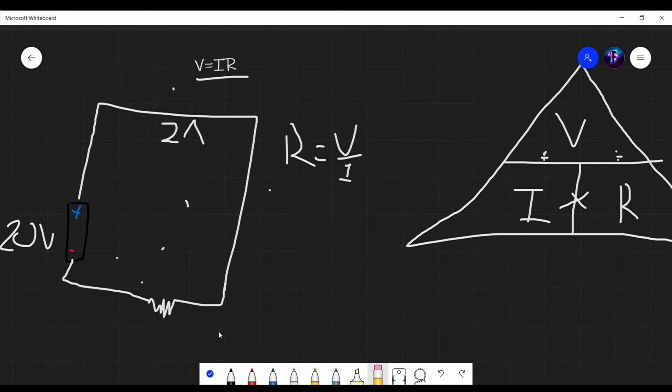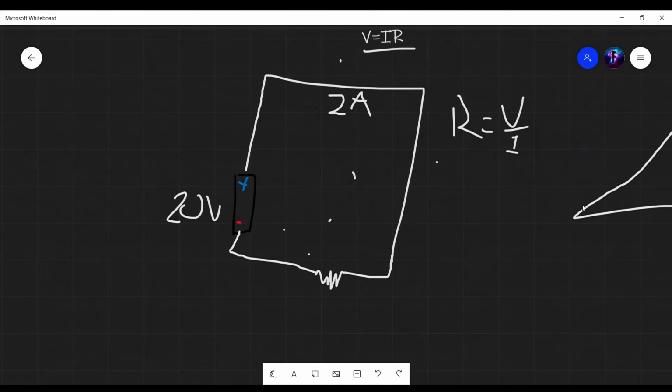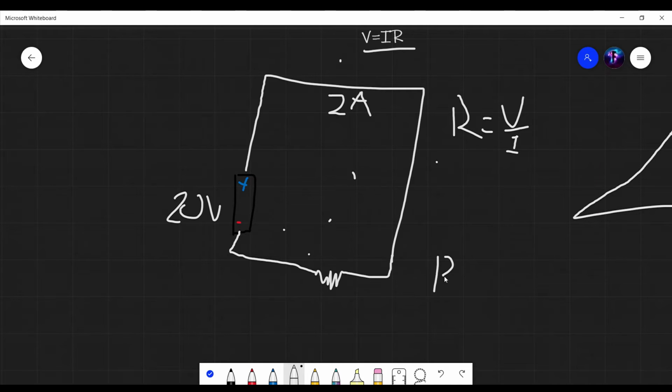Okay, and I somehow deleted this. Okay, so now that we know what to do, you can put in the numbers. R, we're finding, so you don't need to put it out. I'm just gonna write R. V is 20, and you're gonna divide by 2. And then 20 divided by 2 is 10. So we have a resistor of 10 ohms.